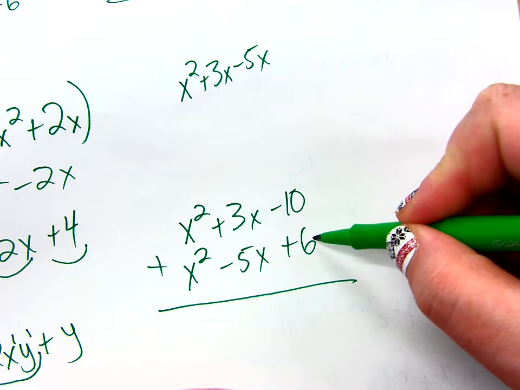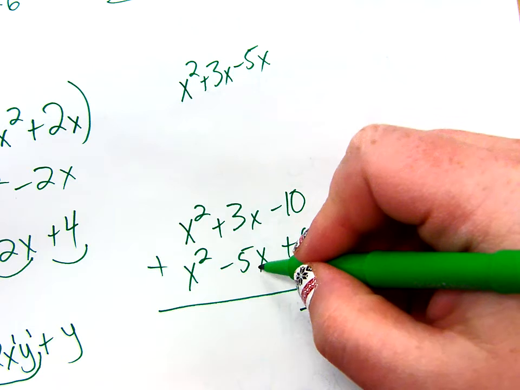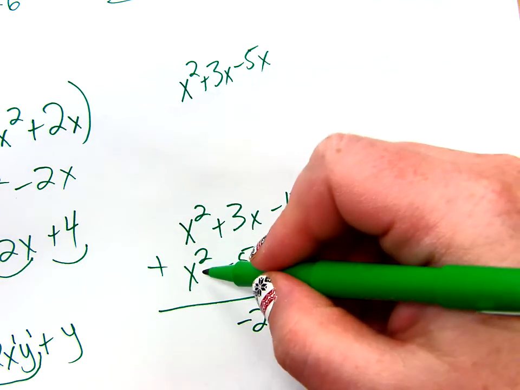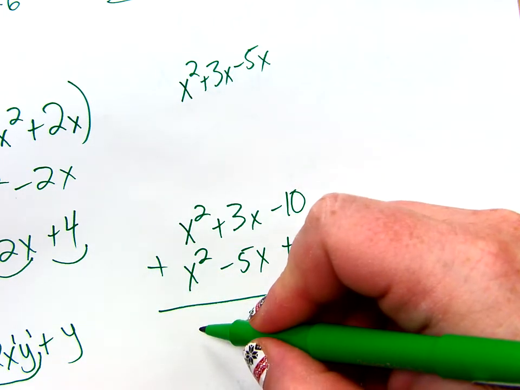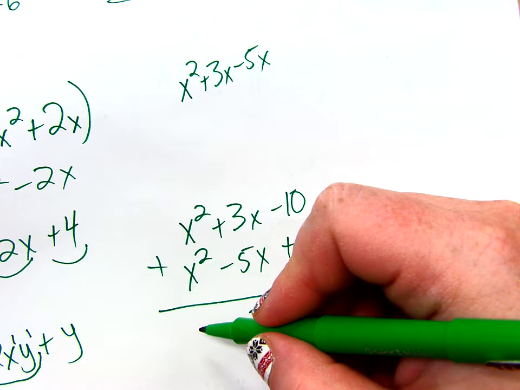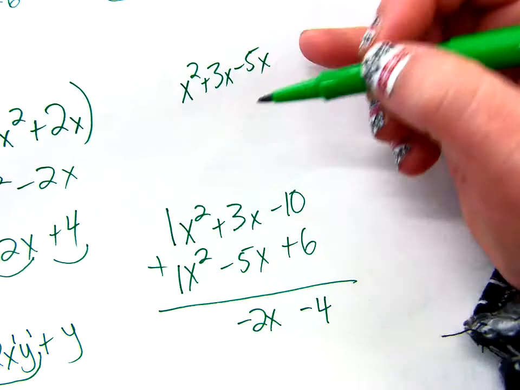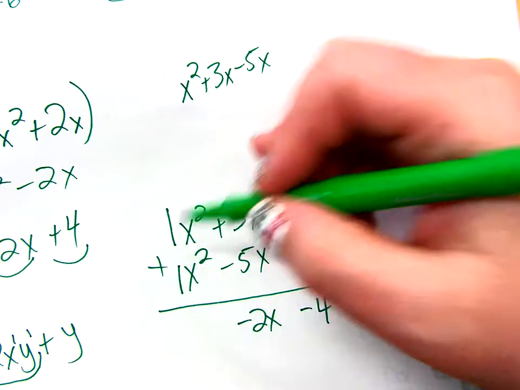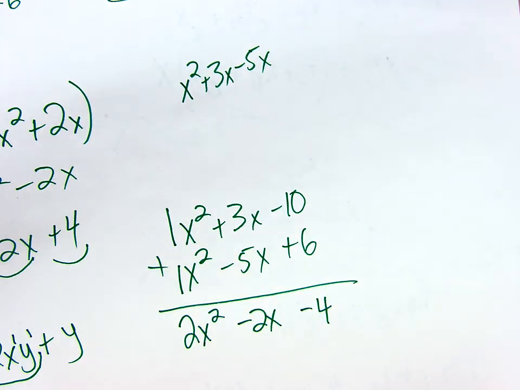You can do it this way, and it's pretty easy. Negative 10 plus 6 would leave me where? A negative 4. Positive 3 minus 5, negative 2x. And x squared and x squared would be? I'll give you a hint. 2x squared, right? There's one of these plus another one of these, so I'd get two of these. So yeah, that's great with addition.